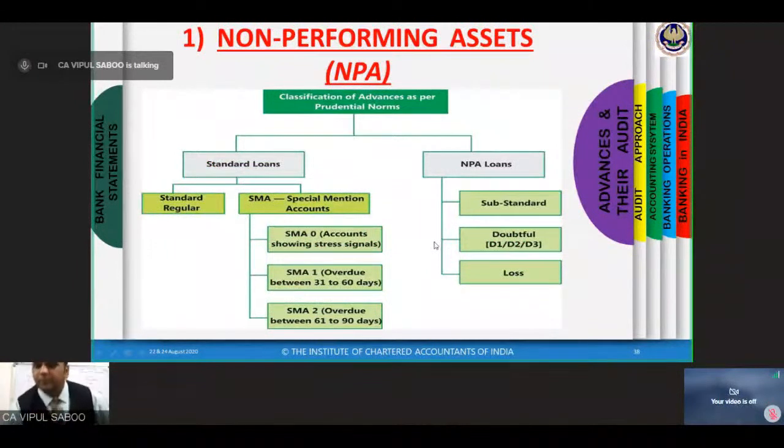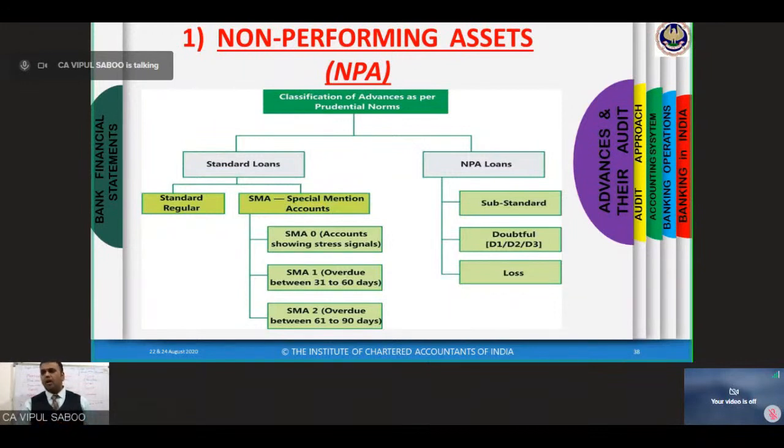So here you go. Classification of advances as per prudential norms. There are standard loans and there are NPA loans. Standard means regular loans, which are healthy loans. They are going regularly, right? The returns from them, the income from them, the payments from them are being received in a regular manner. Okay? So those are known as standard loans, regular loans.